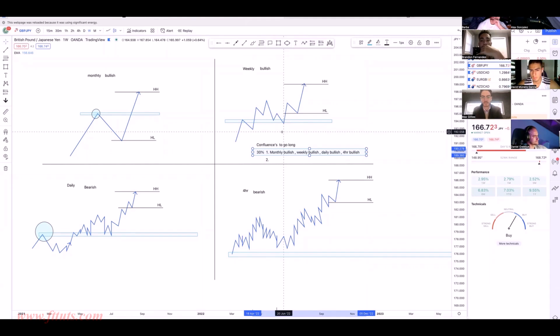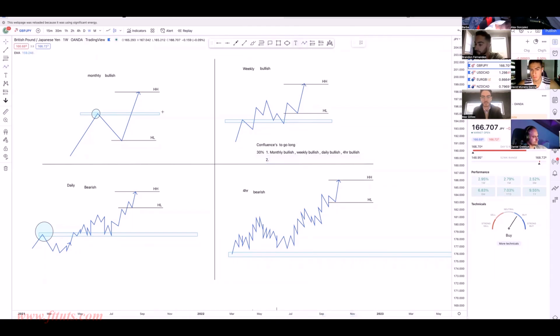I'm only looking to buy at a weekly or daily area of interest. How do you identify these areas of interest? We'll get into them next week. But number 2 would be that. But in order for you to get number 2, you need to know where you are in the move.